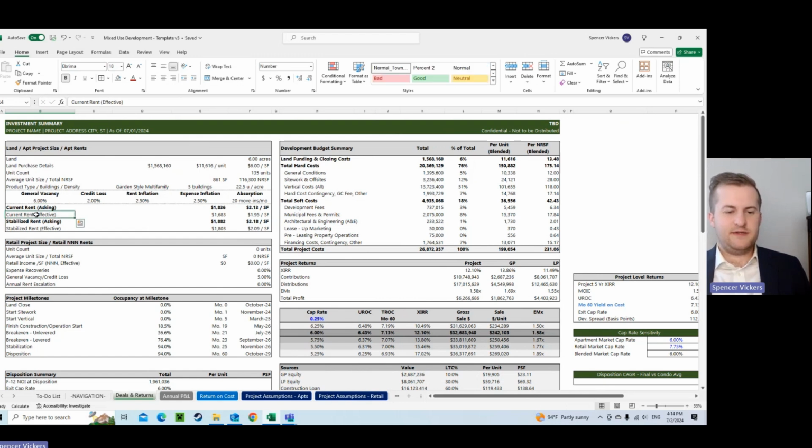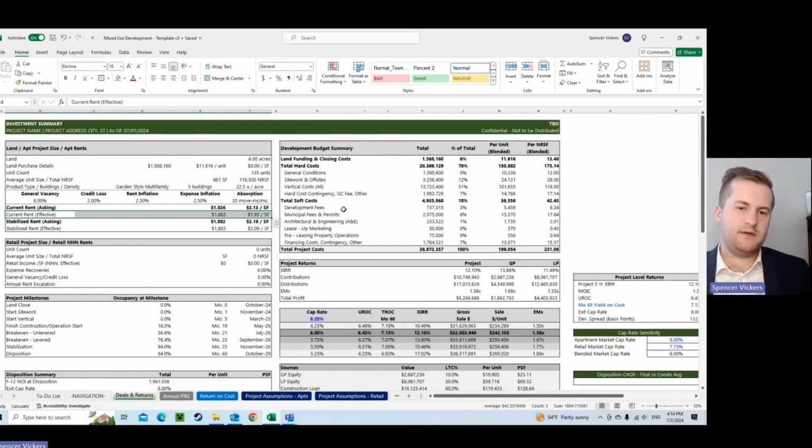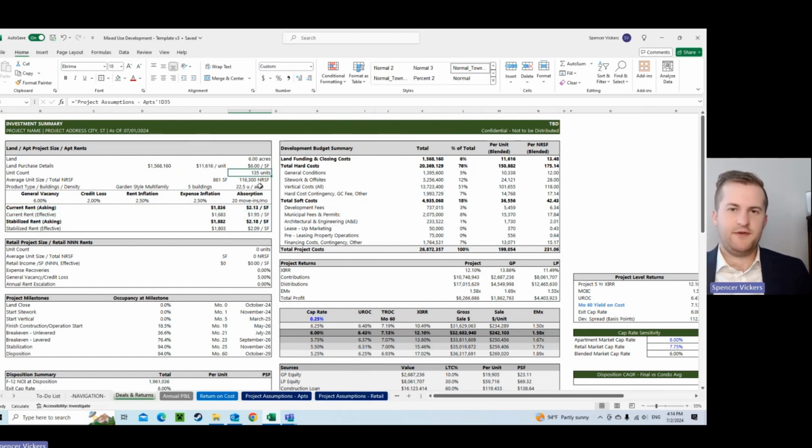Current rent asking versus current rent effective, stabilized rent asking versus stabilized rent effective. You're not always going to see this in a lot of models, but I like to break this out. Essentially this is the rent per unit per month, or per square foot, during the lease-up period. And this effective rent takes out concessions. Oftentimes during a lease-up, when you've got 135 units to lease up and zero income coming in at the beginning, most developers will give away a month free or 2 months free or some kind of leasing incentive to get people to come in the door.